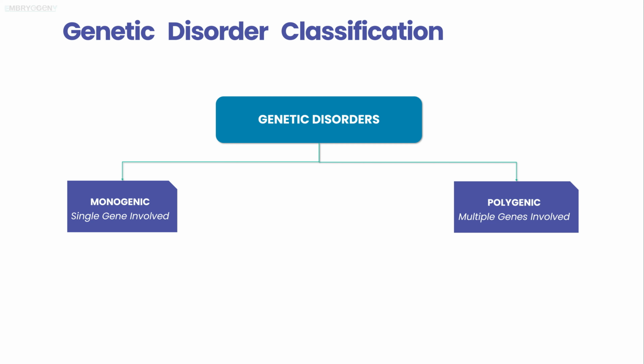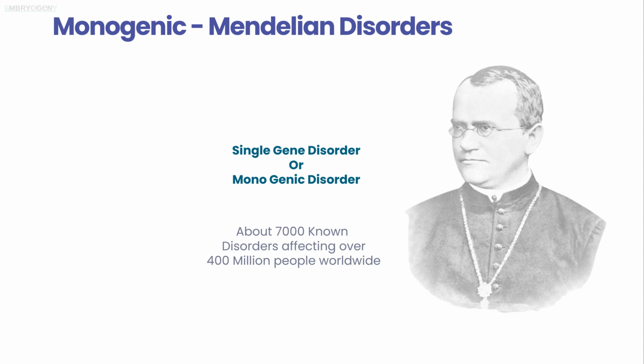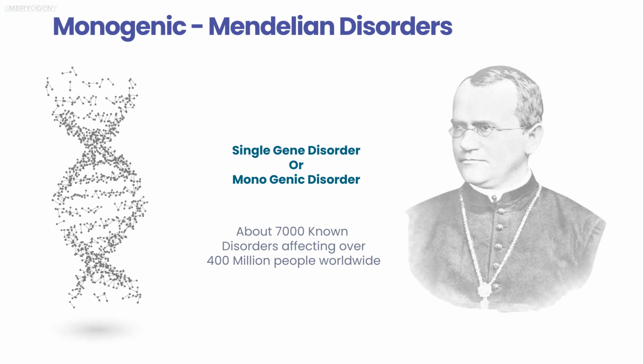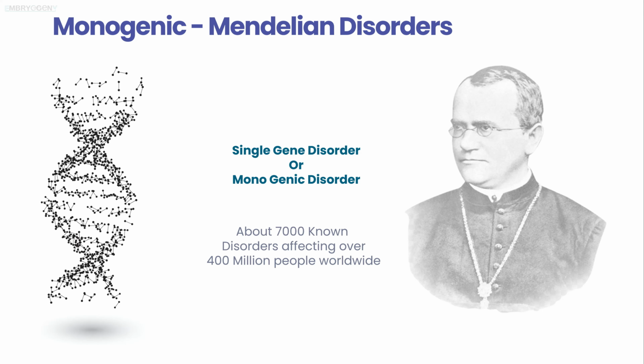Let us quickly look into the classification of genetic disorders by the number of genes affected. We can classify the genetic disorders as either single gene disorder or polygenic, meaning when multiple genes are involved in the manifestation of the disease. Single gene disorders are also known as Mendelian disorders. They are the most well-studied genetic disorders. So far, we have identified close to 7,000 Mendelian disorders impacting roughly 400 million people worldwide.